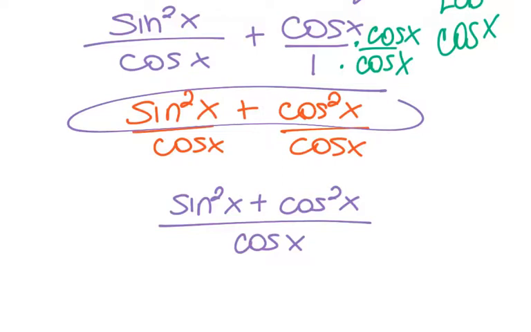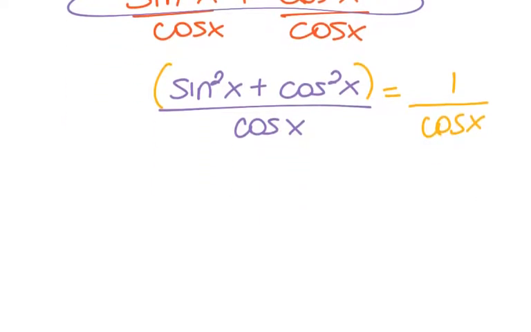Now look close at your identities. This still looks like we can simplify it even more. Your Pythagorean identity, this entire binomial is equal to 1. So we'll have 1 over cosine x. And again, we're not going to leave that as a fraction. Look at your reciprocal identities and see that you can replace this with secant x.